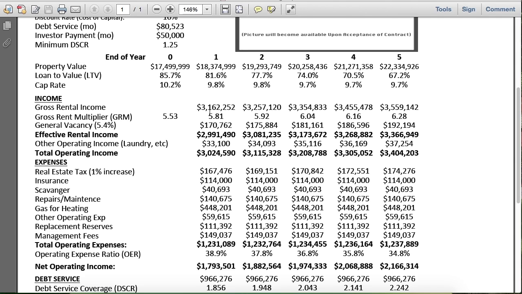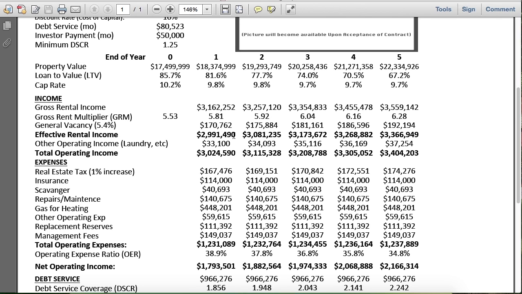Now going through this, we're going to go through our income sheet here. We have our gross rental income, and like I said, we're increasing the rents by 3% per year. Here shows your gross rent multiplier, so once again you're getting an idea of how to compare your rental income versus other properties. In year 5 you're up to 6.2. That's a very good number.